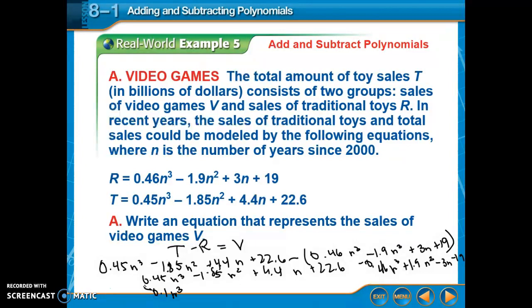My squared is negative 1.85, and then plus 1.9. So I get 0.05 n squared. My n's, I have 4.4, and then minus 3 is going to be 1.4. So it's going to be plus 1.4 n. And then my constants, I have 22.6, and then minus 19. So I get 3.6. So plus 3.6. And then this is my V.